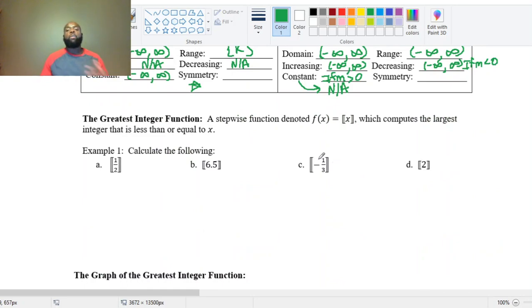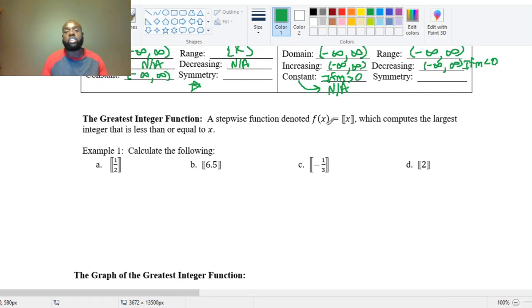Another type of function that we want to talk about is a stepwise function called the greatest integer function, all right? It's a stepwise function, meaning it looks like steps when we graph it, but it's a piecewise function as well. But since it's an infinite piecewise function where we can't write out all the pieces, we have this special notation for it, and we give it a special name.